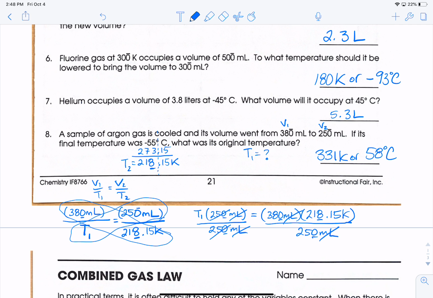And you just take 380 times 218.15 divided by 250. And you should get 331. Is that what happened? You forgot to divide? You get that.